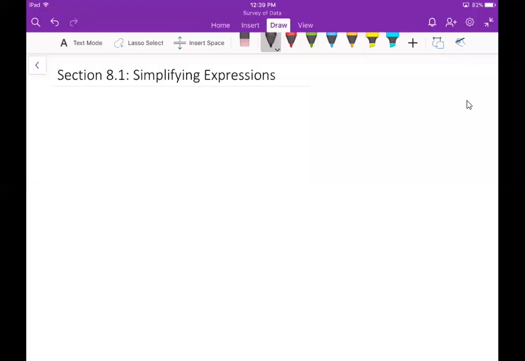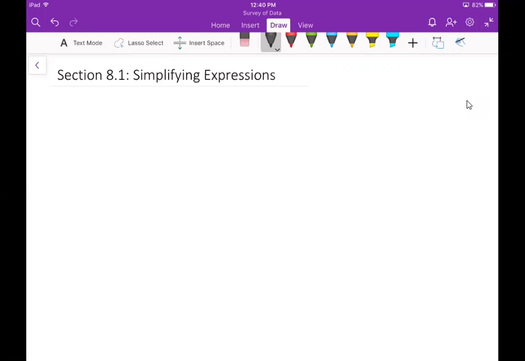All right, guys, we're ready for section 8.1, which is all about simplifying expressions. Chapter 8 moves into a new topic about solving linear equations. We know what linear equations look like now from chapter 7, and now we want to look at what it looks like to solve these equations.